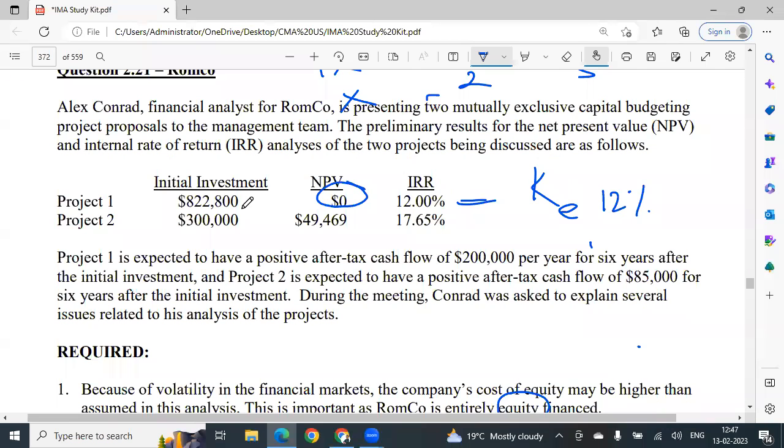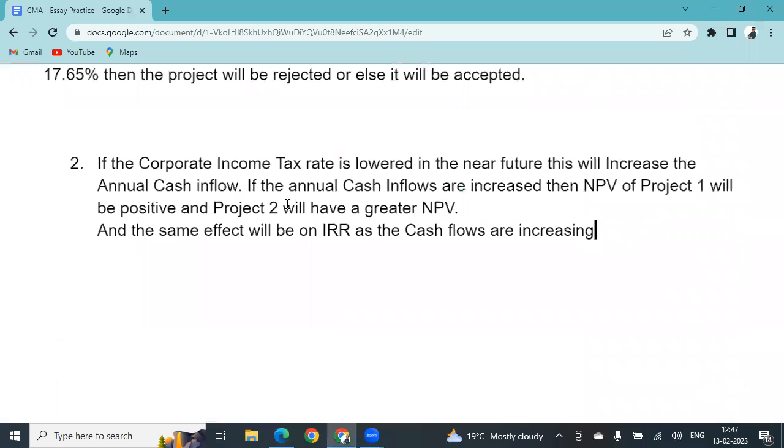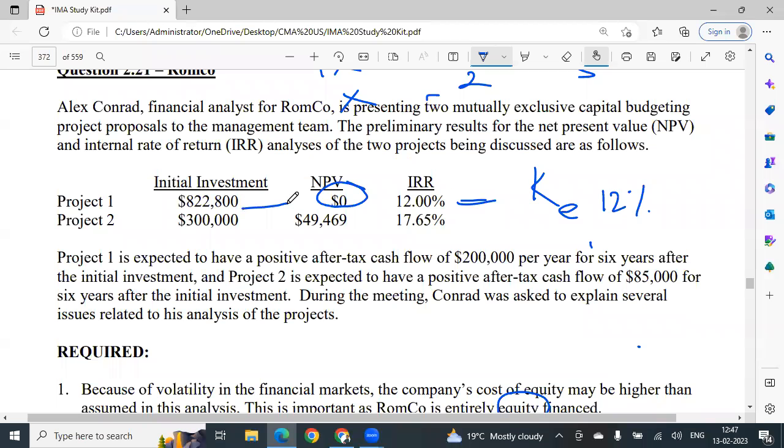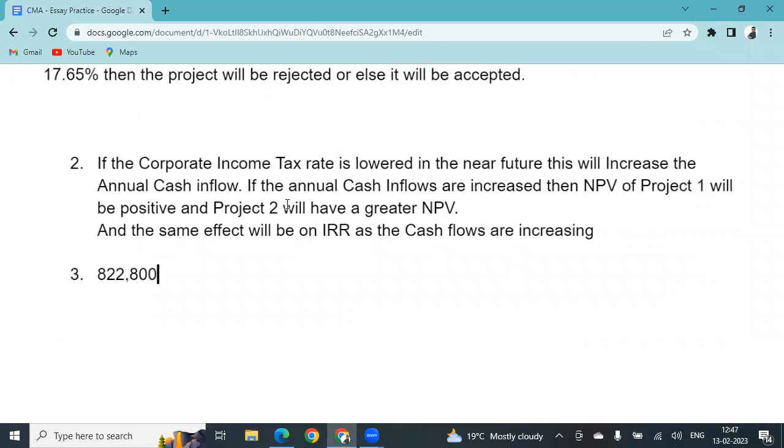And how much is this particular investment? 822,800. So it's going to be 822,800 divided by the cash inflow, divided by 200,000. Let me just put it on calculator. 822,800 divided by 200,000 equals 4.114. So I'm just keeping it 4.1 here. This is for project 1.